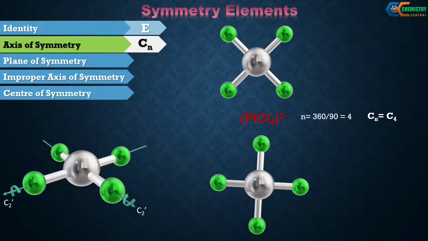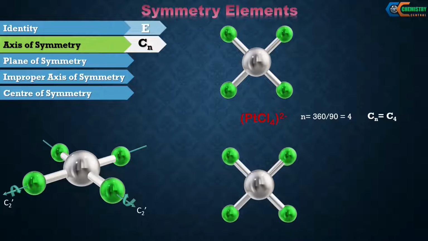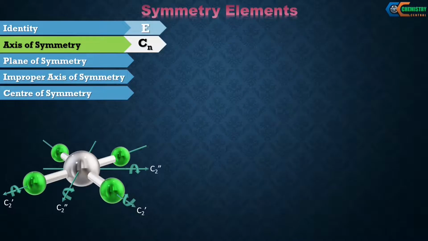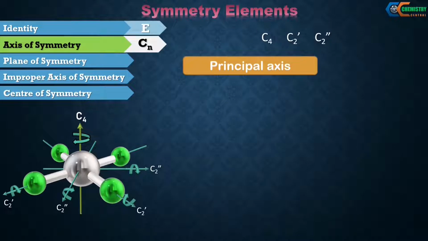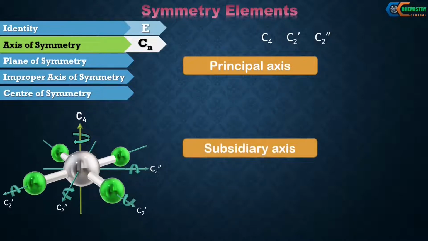There is a possibility of another 180° rotation or C2 axis passing in between the two C2' axes, in which all the 4 chlorine atoms move from their initial positions while only the platinum atom rotates on its own position. Let us call it the C2" axis. Another C2" axis can also be shown like this. So this ion contains 3 types of axes, which are C4, C2 dash and C2 double dash. Among these, one type of axis is called the principal axis and the others are called subsidiary axes.